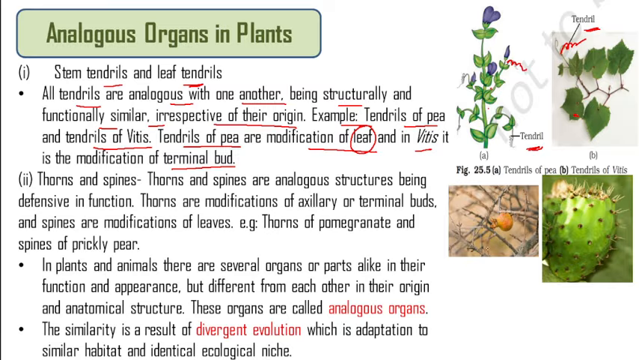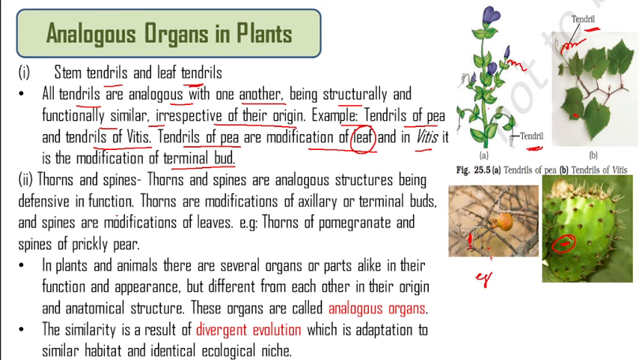Here you can see another example. Here you can see the thorns and these are the spines. Both of them serve the function of protection, but they have different origins. They are the modified leaves in cactus, but the thorns are arising from the axillary or the terminal buds.